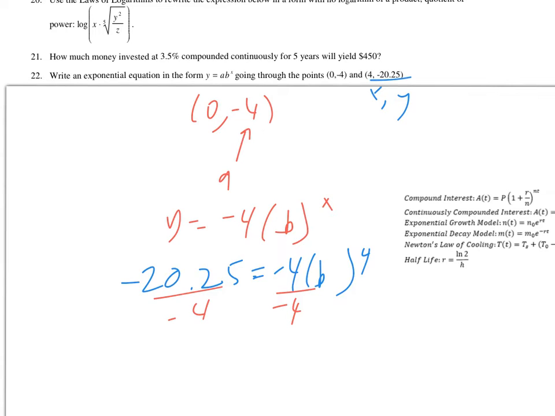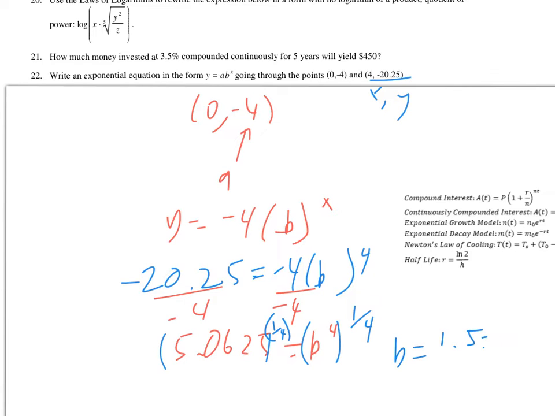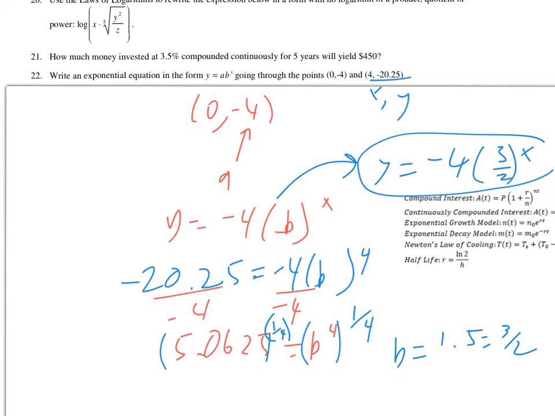So this is a calculator question, so we'll do that. 20.25 divided by 4. And you get 5.0625 equals b to the 4th. And then I like to raise this to the 1/4 power, really meaning the same thing as the 4th root here. Now in the calculator, you need to make sure you do that to the parentheses 1/4 power. And if I do that, it tells me that b equals 1.5 or 3/2. So I'll just finish up by writing it in this form. So I'm going to say y equals -4 times 3/2 to the x power.